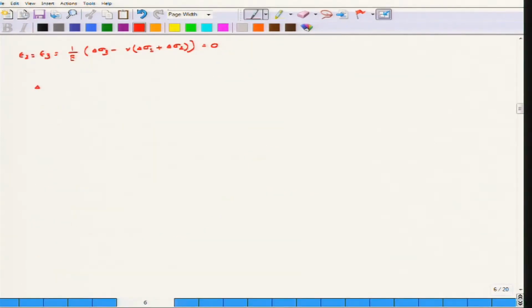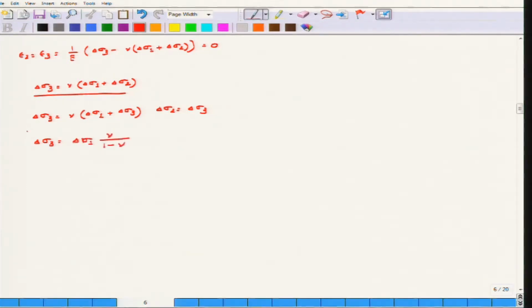So, delta sigma 3 must be equivalent to nu into (delta sigma 1 plus delta sigma 2). From here we get that delta sigma 3 is equivalent to nu into (delta sigma 1 plus delta sigma 3), because delta sigma 2 is equivalent to delta sigma 3. So from here you can write delta sigma 3 is equal to delta sigma 1 into nu by 1 minus nu. If you replace this in the equation of epsilon 1, you will get epsilon 1 is equal to delta sigma 1 by E into (1 minus 2 nu square by 1 minus nu).